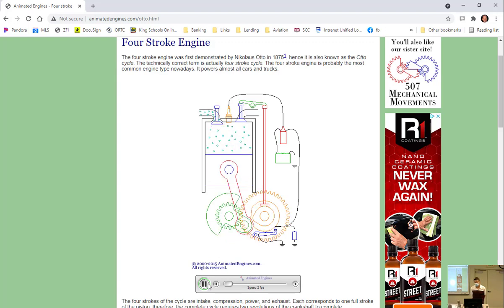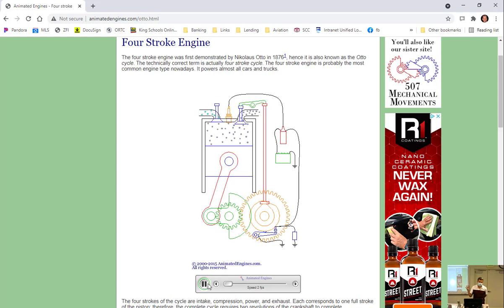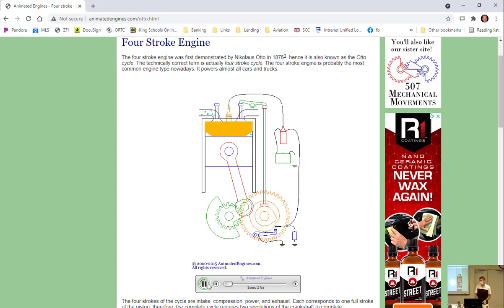Intake. So the 4 strokes are intake, compression, power, exhaust. Now, the 5 events are intake, compression, ignition, power, exhaust. Okay. So what we're going to study is what makes this spark happen.